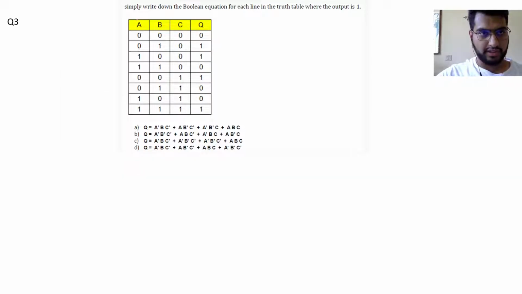So here we have these 3 variables A, B and C, and this is the output Q. First we will just write the minterms for which the output is equal to 1. So for four conditions, the output is 1. Here A is 0, B is 1, and C is 0. So it will be A dash B C dash.